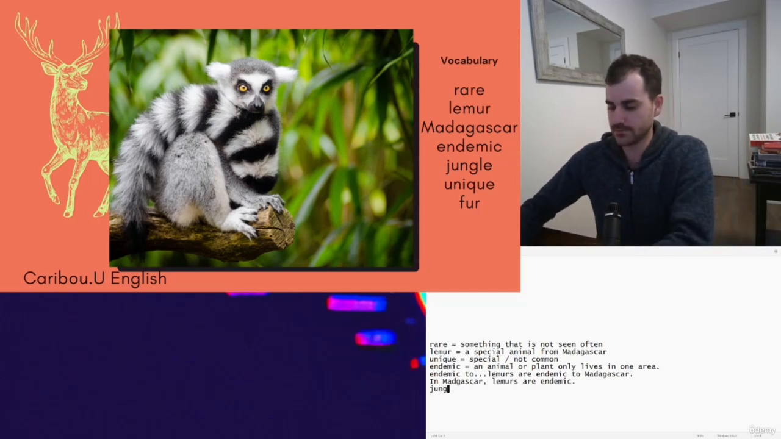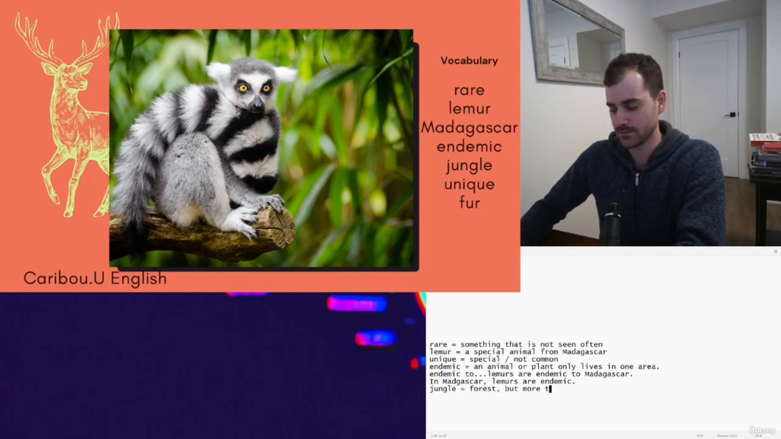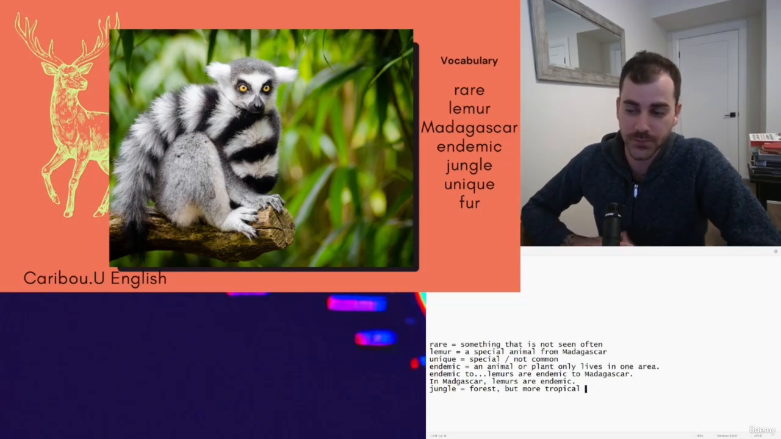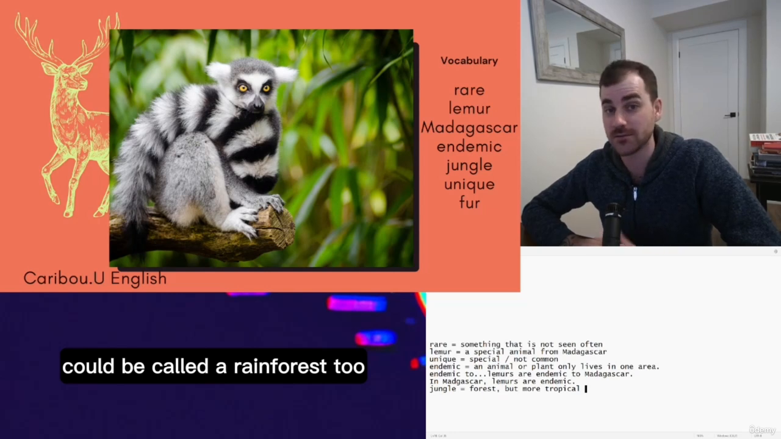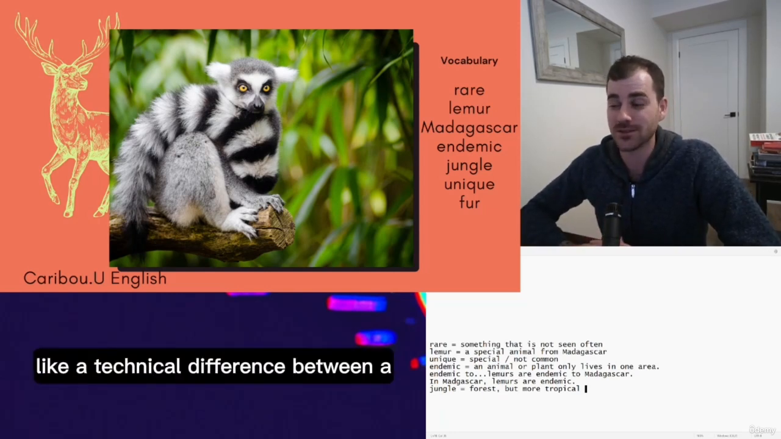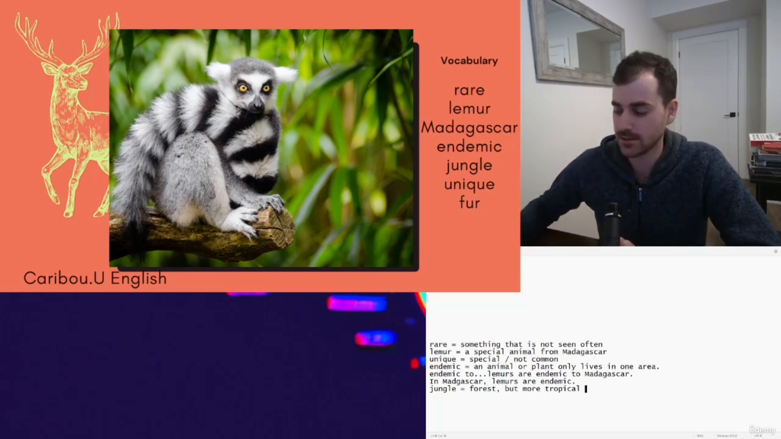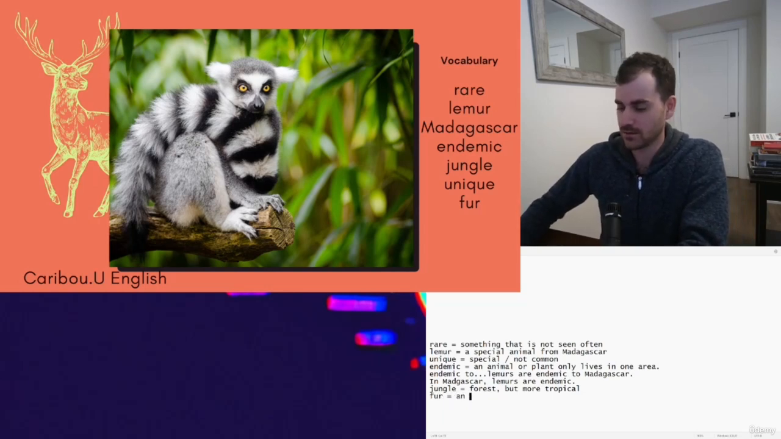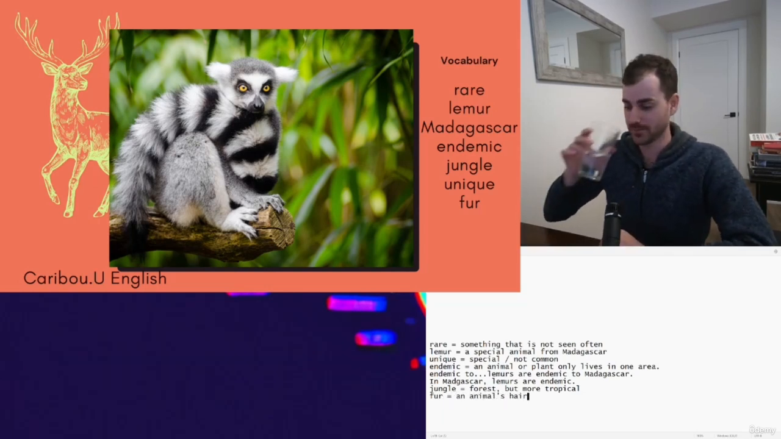Jungle. It's like a forest, but more tropical. If you remember the word tropical from the last photo, a jungle is like a tropical forest. Could be called a rainforest too. Although I don't know if there's like a technical difference between a jungle and a rainforest, but in my mind, they kind of seem the same. And fur. It's like an animal's hair.